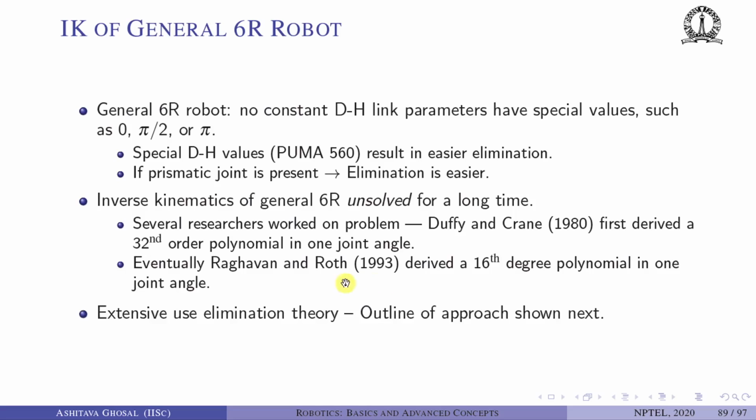Eventually, Raghavan and Roth in 1993 derived a 16-degree polynomial in one joint angle. This is what is known and agreed: given a position and orientation of an end effector of a general 6 degree of freedom robot with rotary joints, there are 16 possible inverse kinematic solutions. And they used extensively this elimination theory, which we just finished.